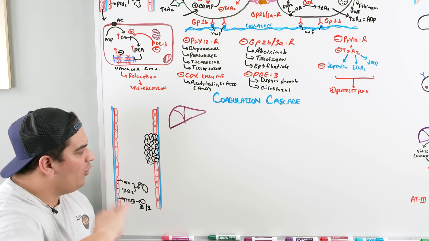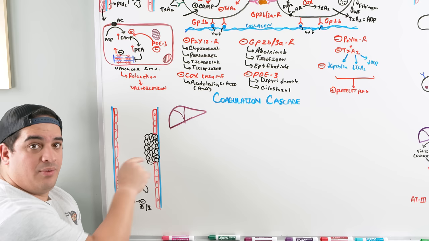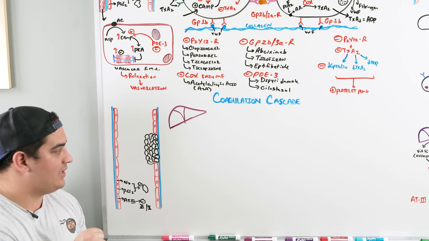So we talked about all these particular mechanisms, okay? The platelet plug has been formed. We talked about how antiplatelets will work to inhibit that. One is to inhibit the P2Y12 receptor, one to inhibit the COX enzyme, one to inhibit the GP2B3A proteins, and one to inhibit the PDE3 enzyme.